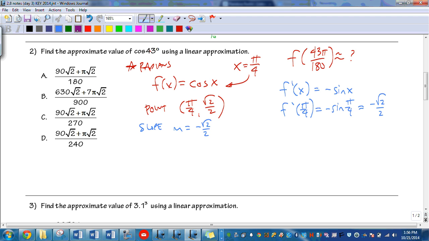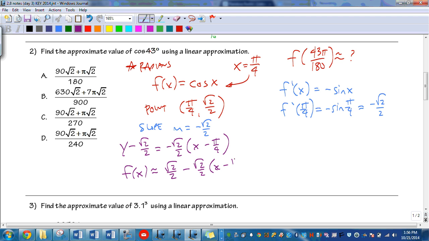So from that, we can go ahead and create our tangent line: y minus root 2 over 2 equals negative root 2 over 2 times x minus pi over 4. So f of x is approximately equal to, we add this one over, square root of 2 over 2 minus square root of 2 over 2 times x minus pi over 4.